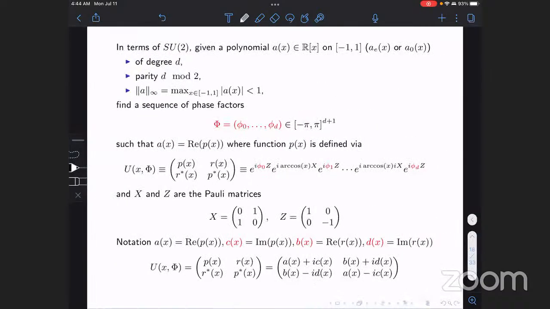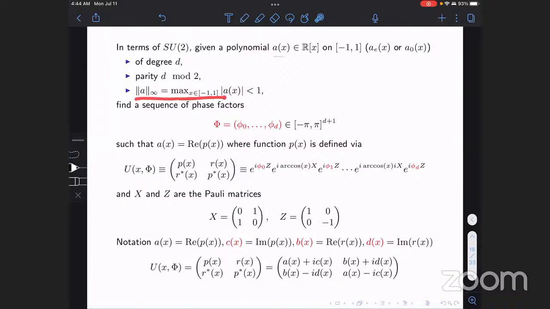In terms of the language of SU2 matrices, this really becomes a harmonic analysis problem on SU2. So given a polynomial A(x), which could be either AE or AO, as I described on the previous slides, this polynomial is supported on the interval from -1 to 1 and has degree d, and the parity of the function is d mod 2. For example, if it's an even degree, then it's an even polynomial. If it's an odd degree, it's an odd polynomial.